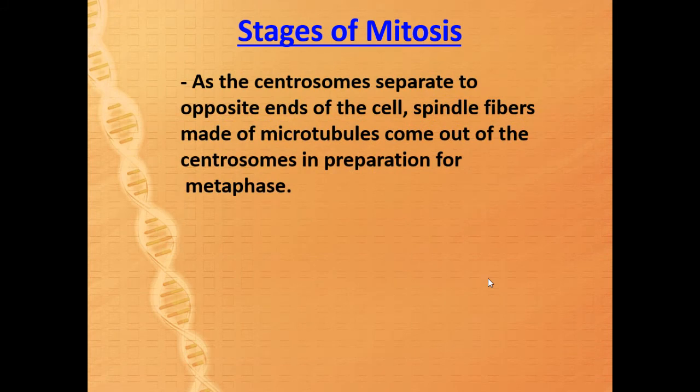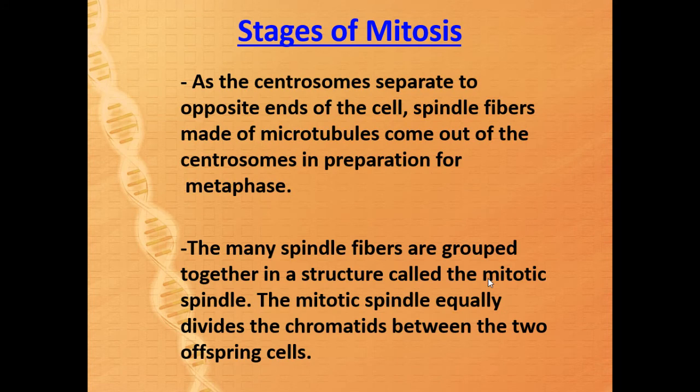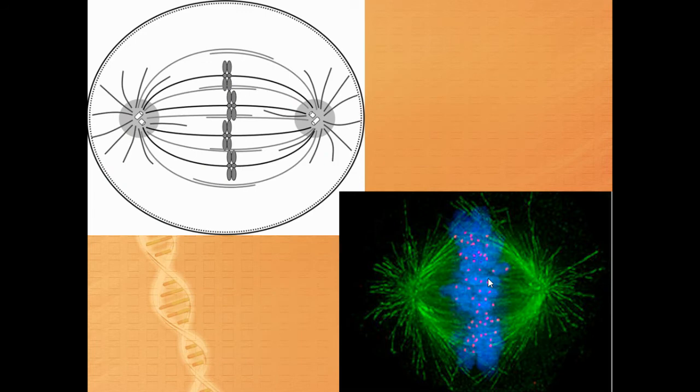As the centrosomes separate to the opposite ends of the cell, spindle fibers made of microtubules come out of the centrosomes in preparation for metaphase. The many spindle fibers are grouped together in a structure called a mitotic spindle. The mitotic spindle is going to divide those chromosomes equally. So here you can see these centrosomes, these lines coming off of the spindle fibers, and they are connecting to the DNA that you have down the middle here. If you wanted to look at an actual cell doing it, that's what it looks like.